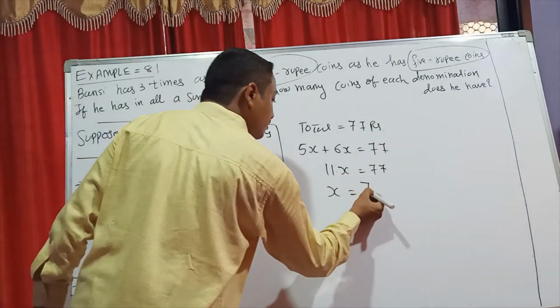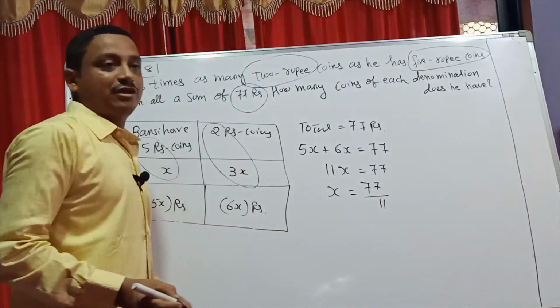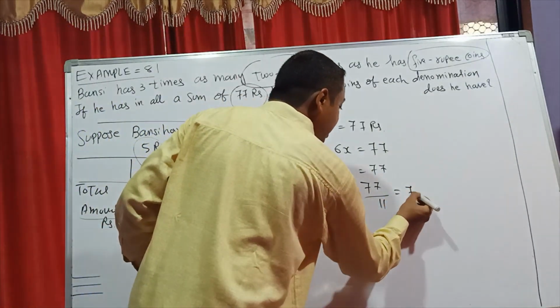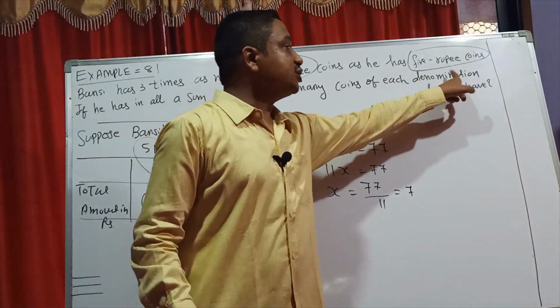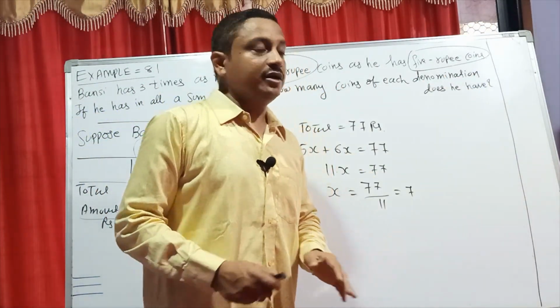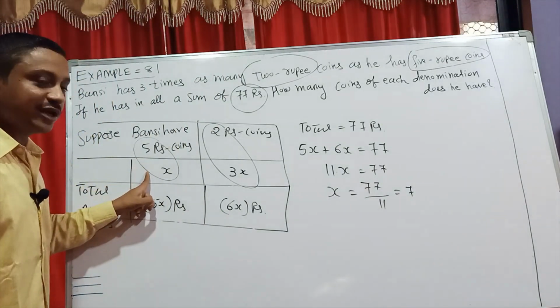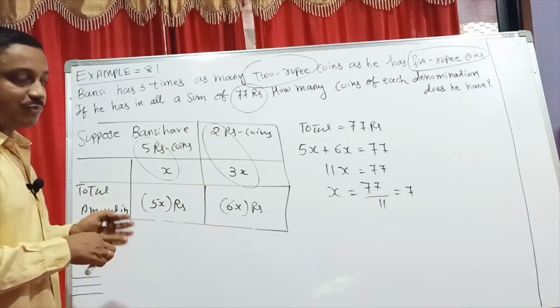Yes, 77 by 11, and just cutting it out, it is 7. Now look at that. What is the question? How many coins of each denomination does he have? It means he is asking for 5 rupees coins separately and 2 rupees coins separately.